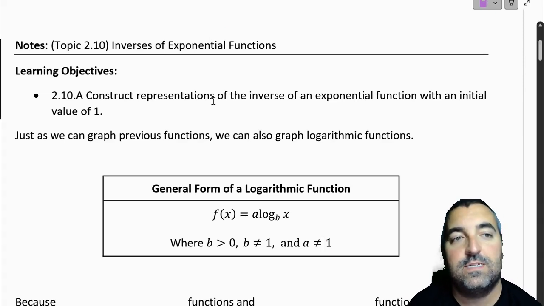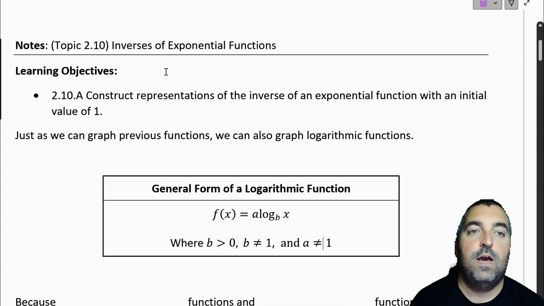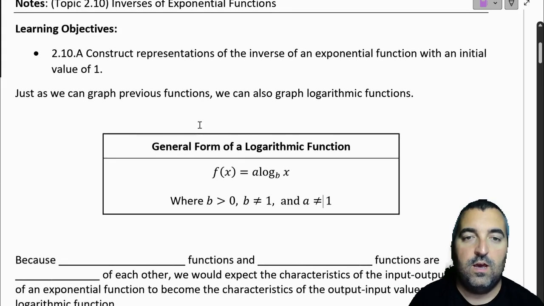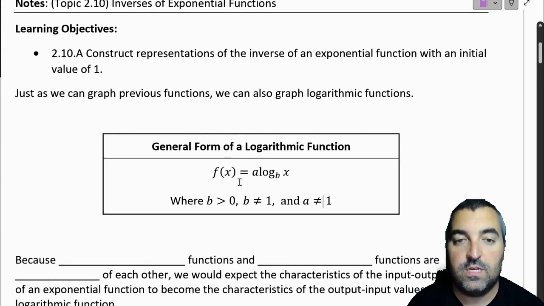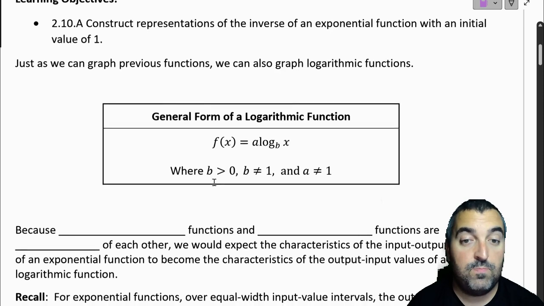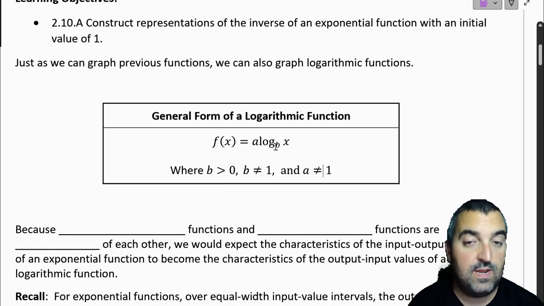And today we are talking topic 210, inverses of exponential functions. So we're going to continue with logs. So we have the general form of a log here. It's f of x equals a log base b of x, where b has to be positive. You can't have a base that's not positive, and you also can't have a base of 1.